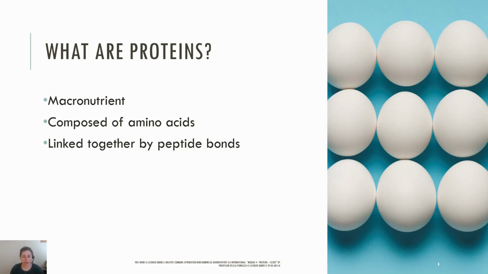Protein is the third energy-yielding macronutrient we are going to cover. Protein has a lot of critical functions in the body, including immune system function, hair and nail growth, and digestion. Proteins are composed of amino acids that are linked together by peptide bonds. There are 20 different amino acids, 9 of which are essential and 11 which are non-essential.